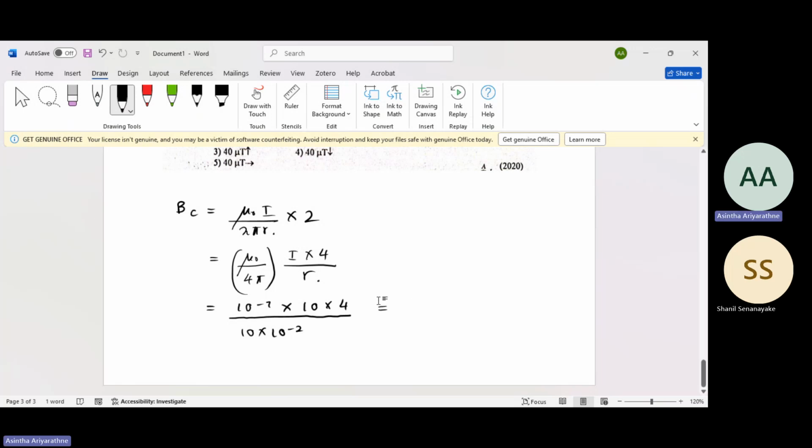That is 4 × 10 to the power -5 Tesla, which is 40 micro Tesla. Down.